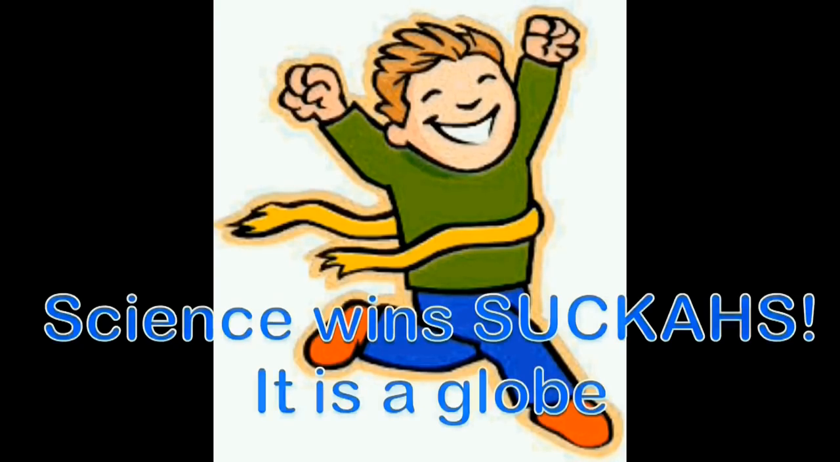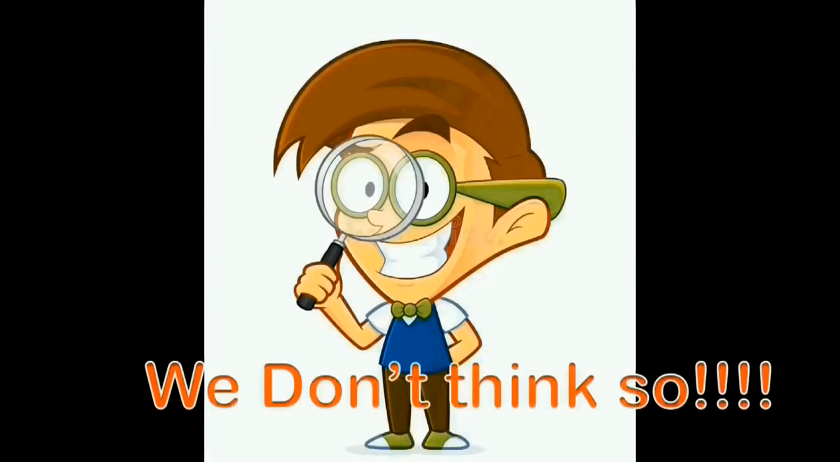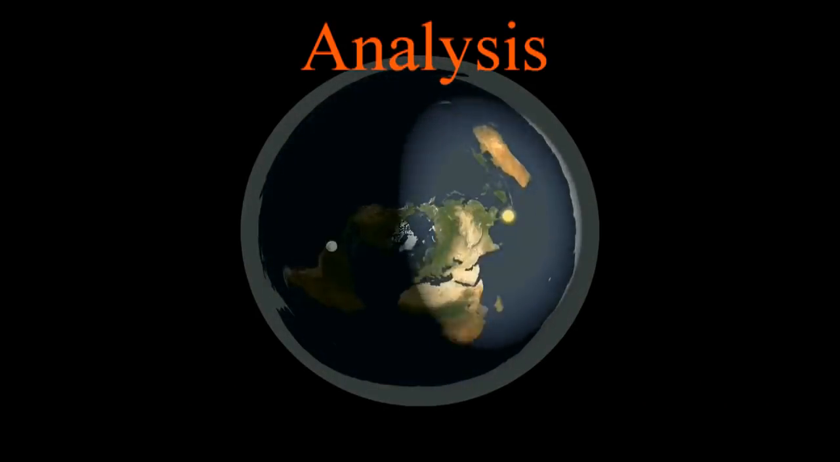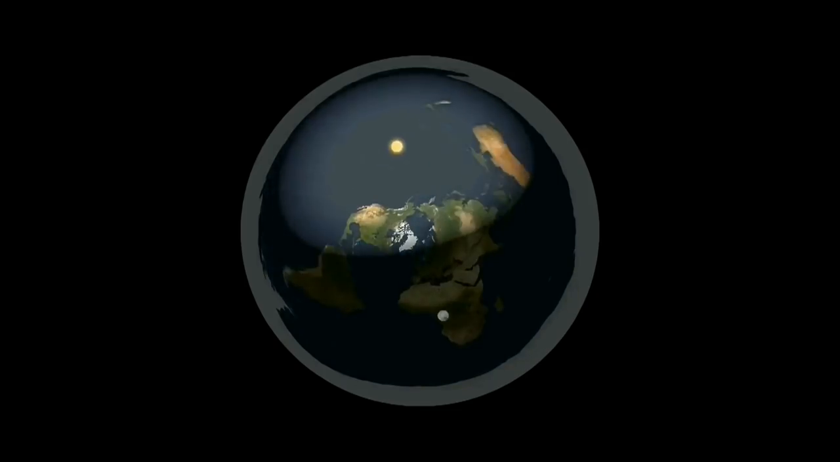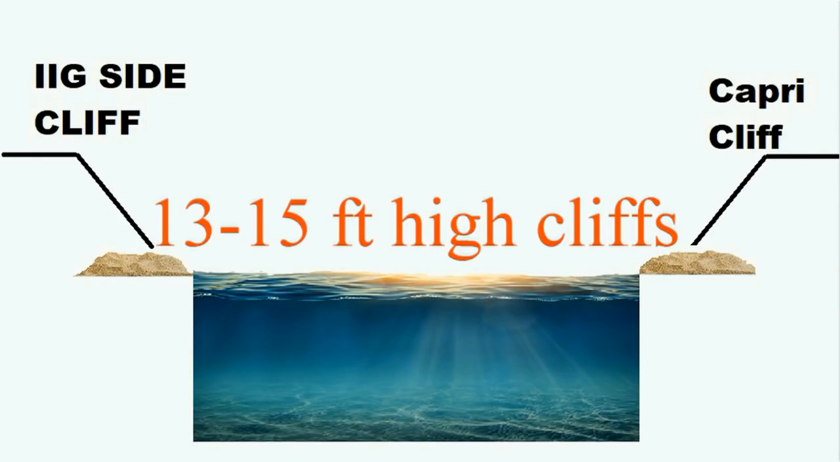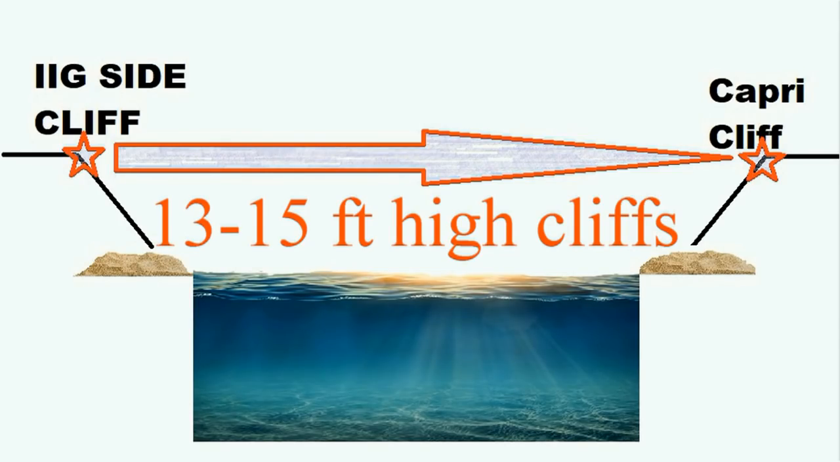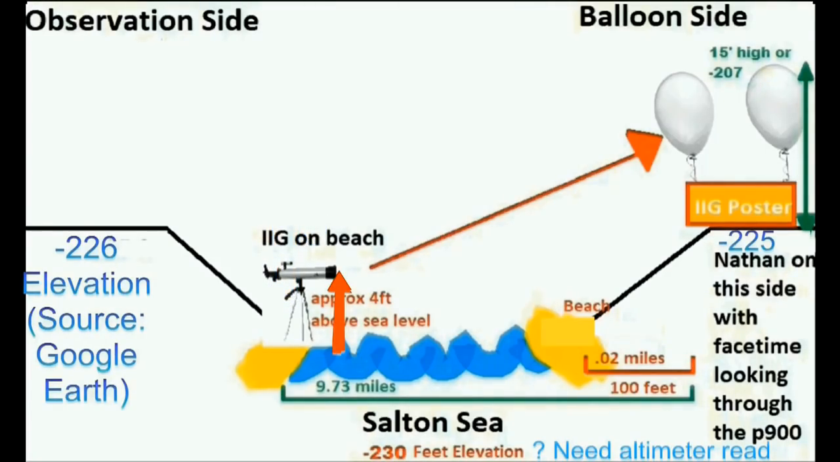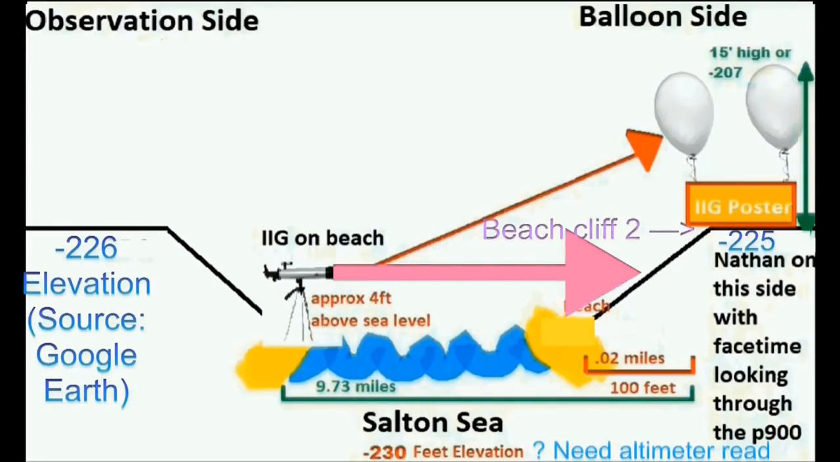Now, we haven't seen the IIG West footage yet, but we are having some major contention with this claim, and here is why. We feel that we proved a flat Earth at the exact same time that they were laughing at us. On each side of the Salton Sea was a cliff at about the same elevation. So the IIG West sat on the beach right here. They measured with a tape measure 4 feet up from the ocean. I watched them do it. And then what they did is they shot their camera straight across the sea to see if they could see these balloons up here or not.